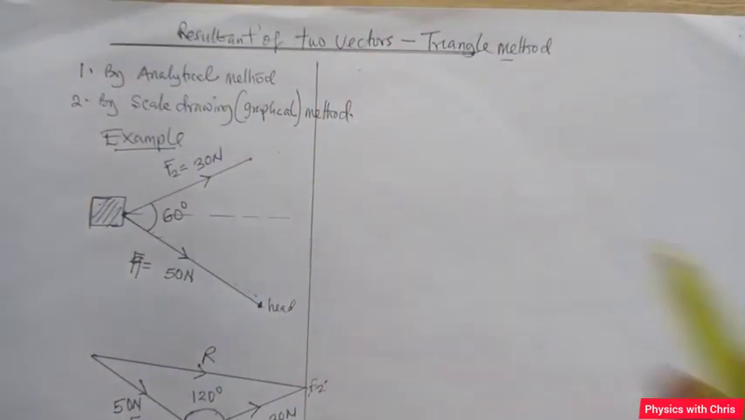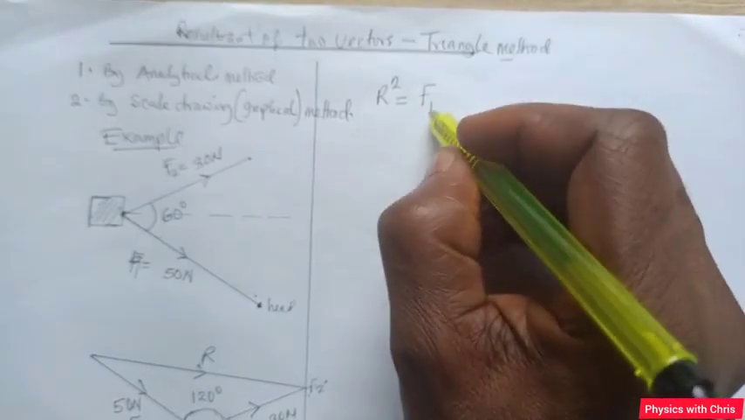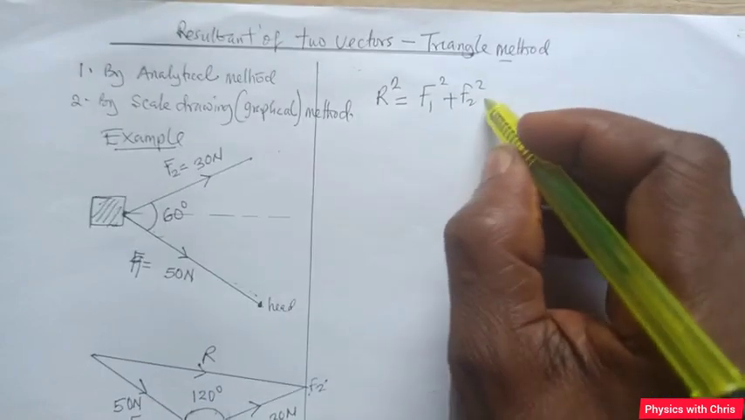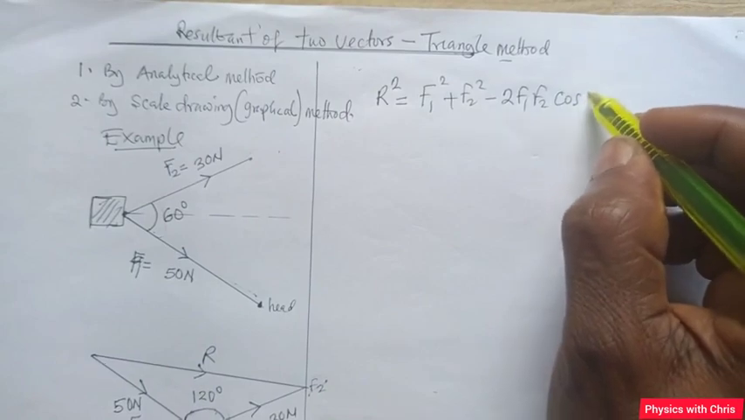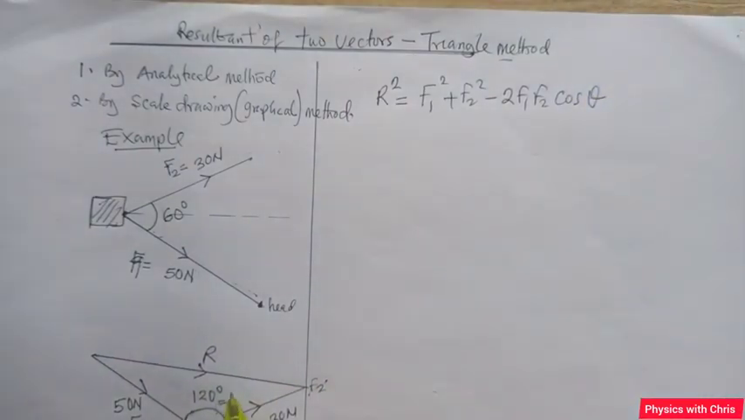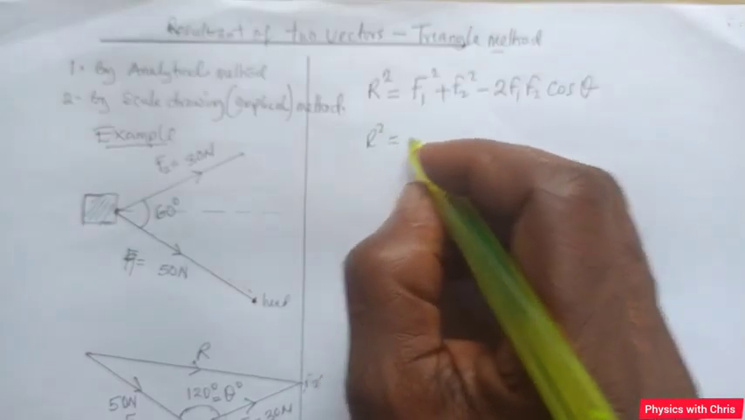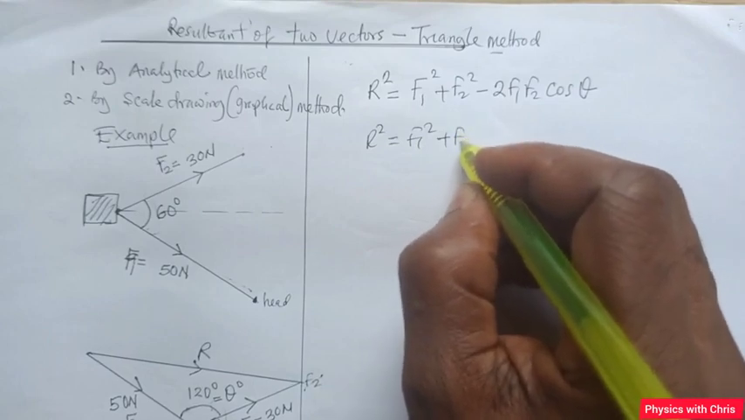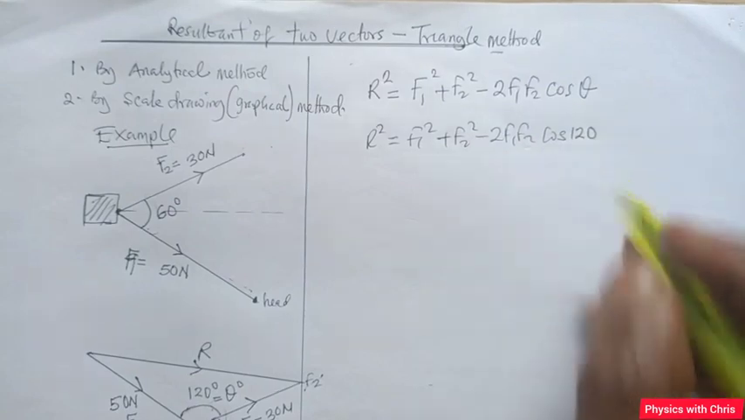And the cosine rule says that if you are given a triangle with two sides and one angle, then R squared is equal to F1 squared plus F2 squared minus 2 F1 F2 cos theta. Theta is now this 120 degrees. So I have R squared equal to F1 squared plus F2 squared minus 2 F1 F2 cos 120. We need to see that clearly.